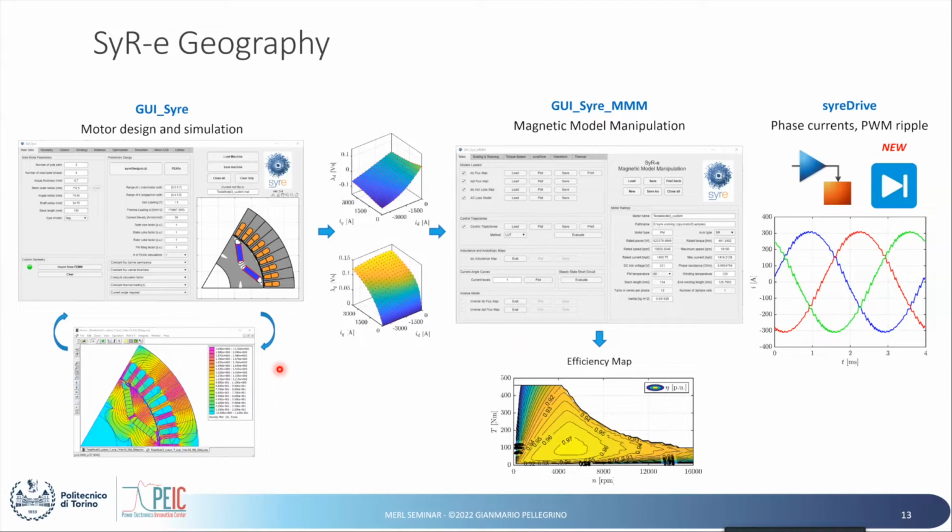And then we go to simulation of waveforms. So the one called SyR-e drive is supported in Simulink and PLECS. And with that, we can calibrate the control, or we can develop a new control technique. Or for example, we can simulate the PWM phase current ripple and go back again to finite elements to feed the finite element model with these non-ideal waveforms and reevaluate the iron and PM losses under PWM supply. So just a very, very short overview.